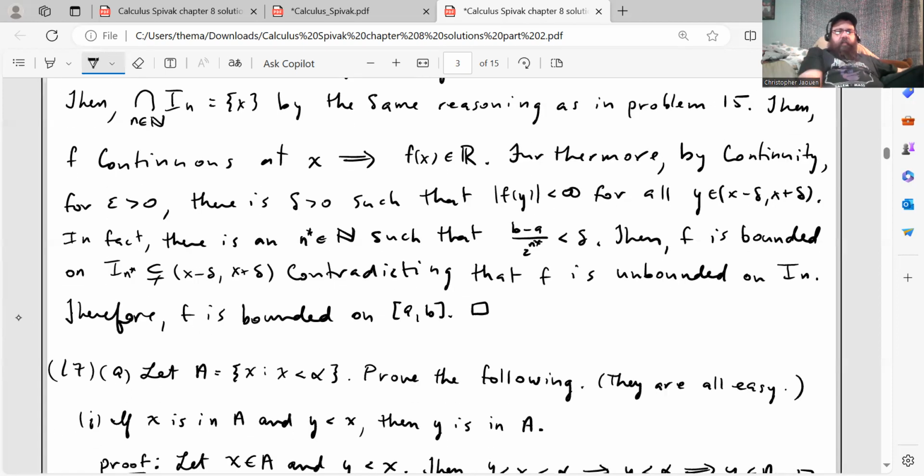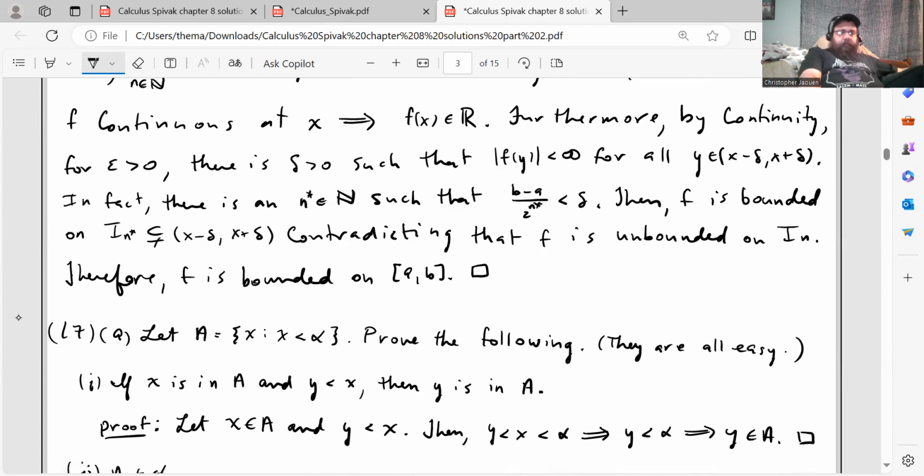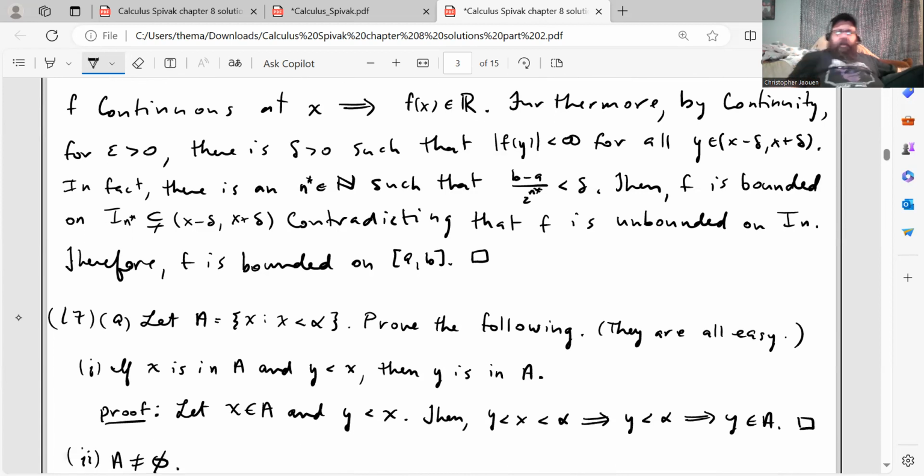All right, so that's the proof of theorem 2 using the nested interval theorem. And actually, there should be an n star here as well.